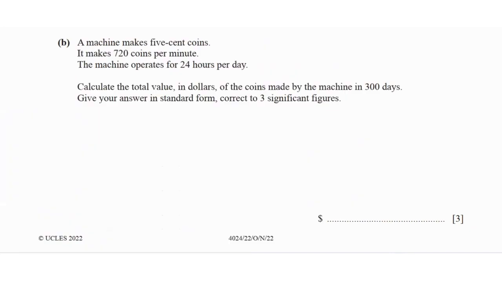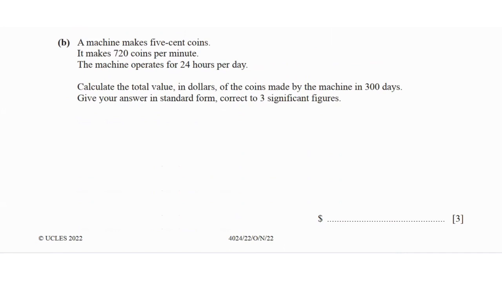A machine makes 5-cent coins. It makes 720 coins per minute. The machine operates for 24 hours per day. Calculate the total value in dollars of the coins made by the machine in 300 days. Give your answer in standard form correct to 3 significant figures.